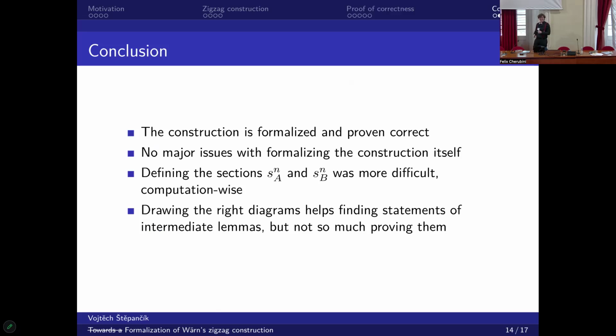So the first thing that is done: the formalization is finished, and the construction is proven correct. Formalizing the construction itself wasn't really that difficult. It was pretty straightforward. But then proving and defining the sections of the proof was more difficult computation-wise. And there were some choices that actually influenced whether the rest of the proof would be difficult or not. And my experience with drawing diagrams was that it's useful for finding the right statements and convincing the formalizer, but not so much convincing the proof assistant, which is unfortunate.